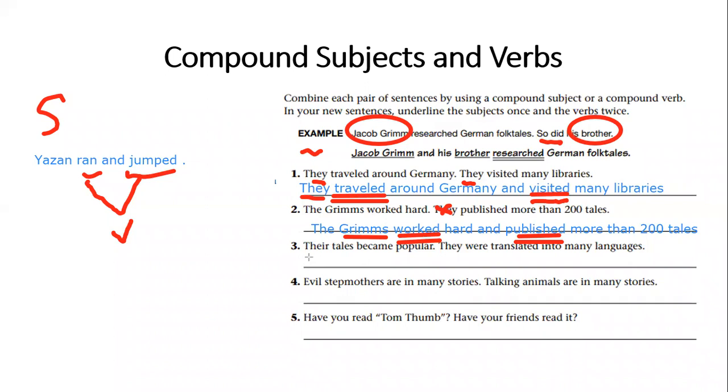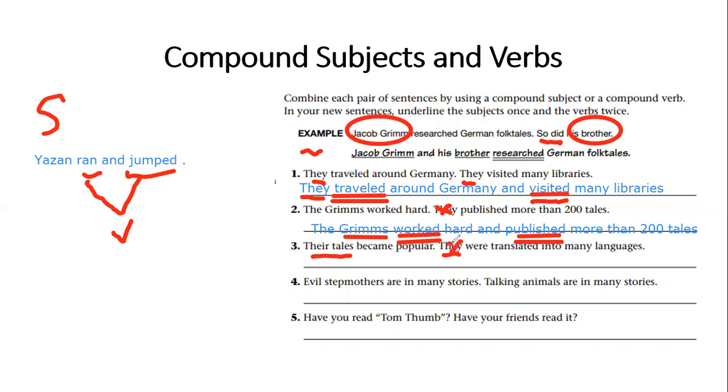Sentence number 3. Their tales became popular. They were translated into many languages. Okay, wonderful. So "they" here is referring to what? Yes, "they" is referring to their tales. Shall we repeat it when we are combining the sentences? Yes, I hear you. Of course, no.